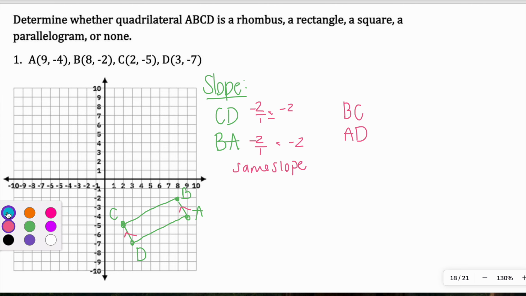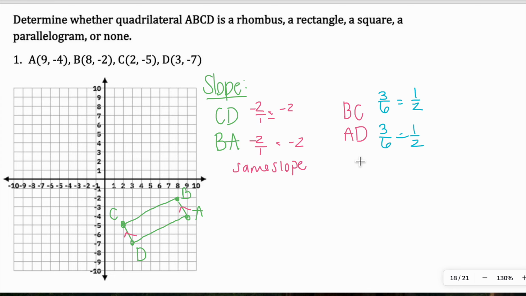Then I look at BC. BC, I go up 1, 2, 3 over 1, 2, 3, 4, 5, 6. So this is going to be 3 over 6, which reduces to 1/2. And then AD is 1, 2, 3 for my rise, 1, 2, 3, 4, 5, 6 for my run. 3 over 6 is also 1/2. So that is also the same slope. So these are going to be parallel. Okay, so right now I can definitely say this is a parallelogram, but what type of parallelogram could it be?